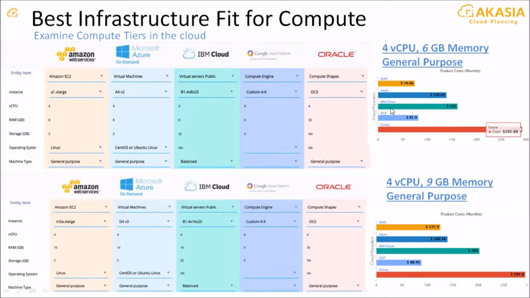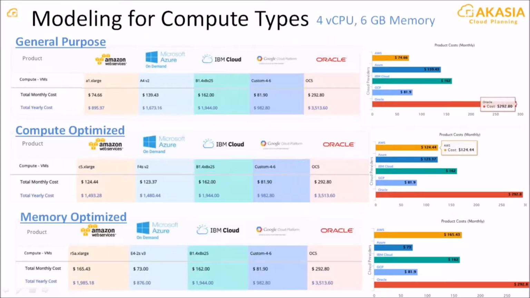And these are the costs for AWS, Azure, IBM for their general purpose, for 4 vCPUs and 8 gigs of memory. So what's important here is that you make sure that you're matching to the right compute tier.